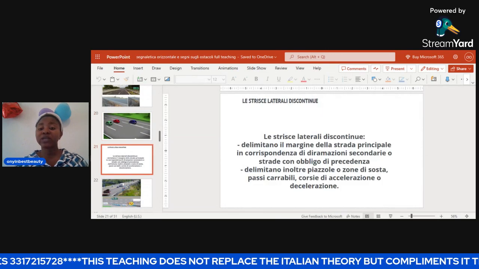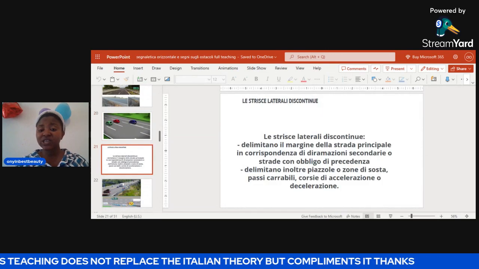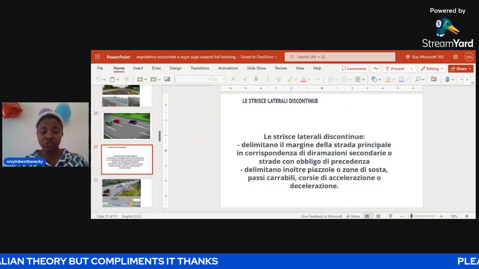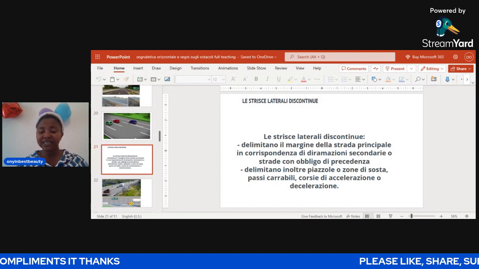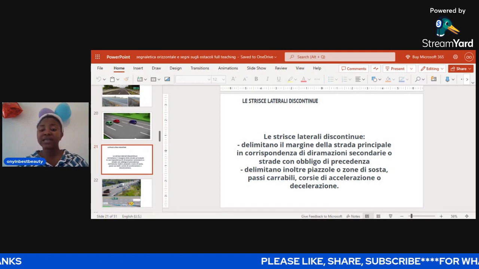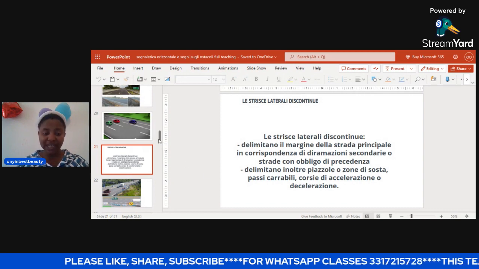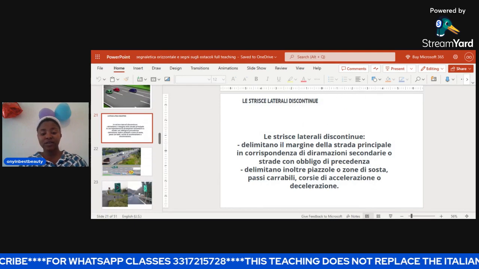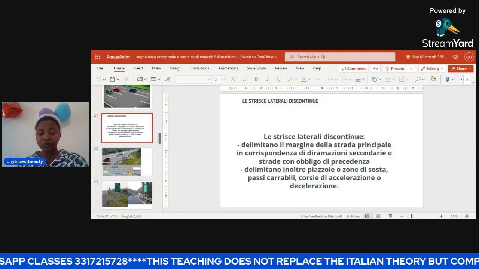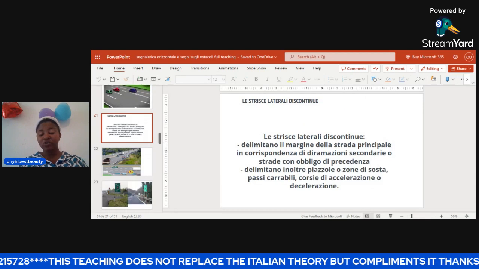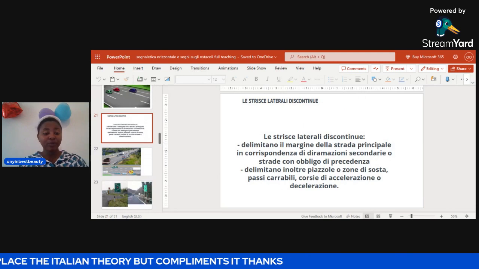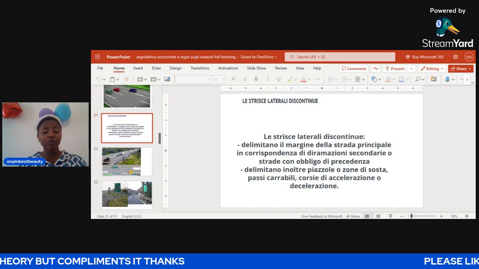Continuous line. Now, this one is discontinua. Le strisce laterali discontinue delimitano il margine della strada principale in corrispondenza di diramazione secondaria o strada con obbligo di precedenza. This one tells you the difference between the carriageway and the margin of the road in correspondence to the strada principale. I'm going to give you an example. It doesn't stop you from crossing it.